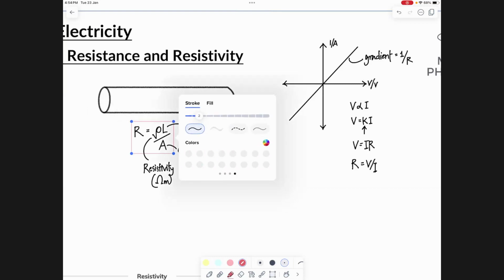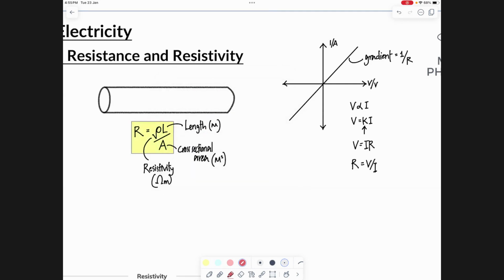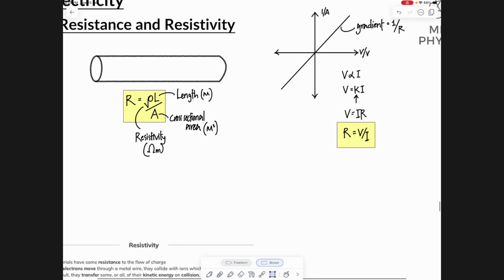Resistivity doesn't have an official definition. If you want to know, it's basically the property of the material to resist. Okay, so R equals rho L by A, and the other equation that we have here is this one, which is R equals V by I. Do you understand? Now which one will you use when?